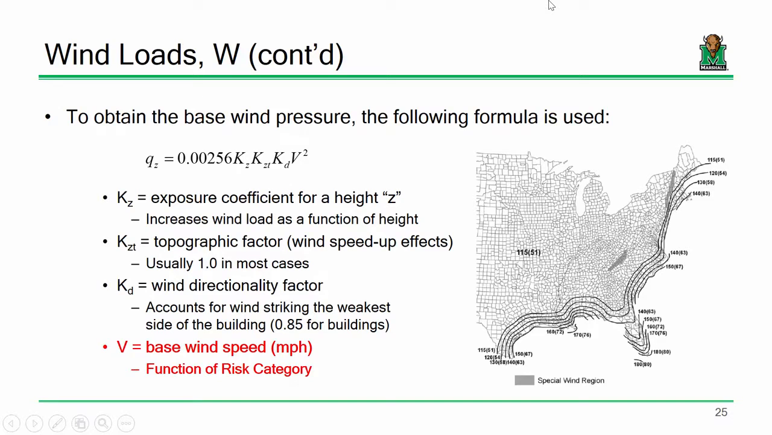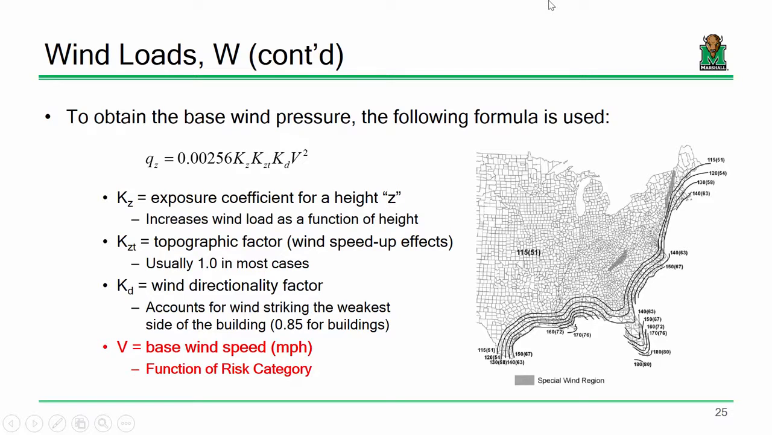Now, Kzt is a topographic factor. Basically, if you have a building that for some reason is perched really high on top of a hill or really low in a valley, because of the topographical effects associated with wind, you can get some weird wind speed-up effects on your structure. It's basically a lookup, and for most cases that doesn't happen, and Kzt is taken to equal 1. So that's what we're going to do in here. But if it's not, it's just a lookup. It's pretty straightforward.